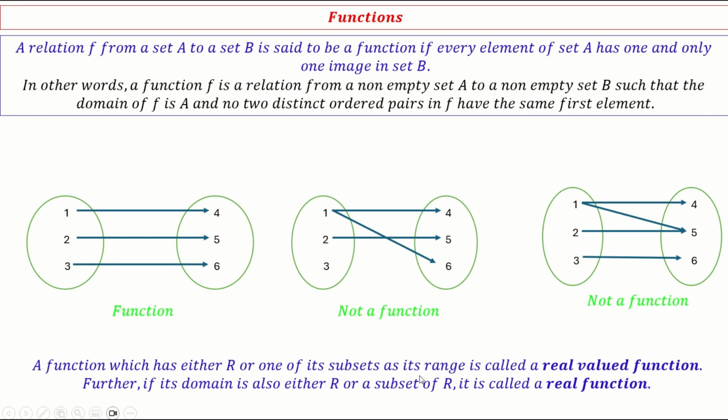R means real numbers, or positive real numbers, or negative real numbers, or non-zero real numbers, or any of those subsets you take. If the function has R, real numbers, or its subset as its range, then it is called a real valued function. If its domain is also R, or a subset of real numbers, then it is called a real function. If domain and range belong to real numbers, it's called a real function. If only the range belongs to real numbers, then it's called a real valued function. Note it.